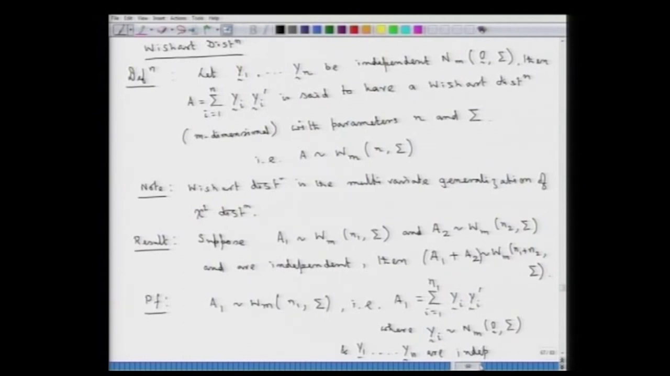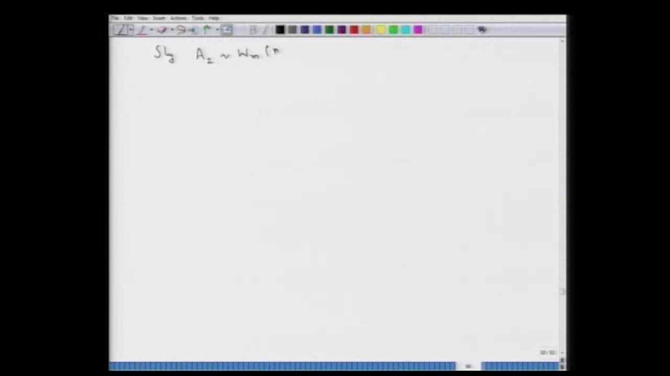Similarly, if we look at A2, we have A2 following a Wishart distribution m, n2, sigma. This would imply that A2 is of the form summation i equal to 1 up to n2 of Zi Zi transpose, where each of these Zi follows a multivariate normal m, null and the same covariance matrix sigma, with Z1, Z2, ..., Zn2 being independent.